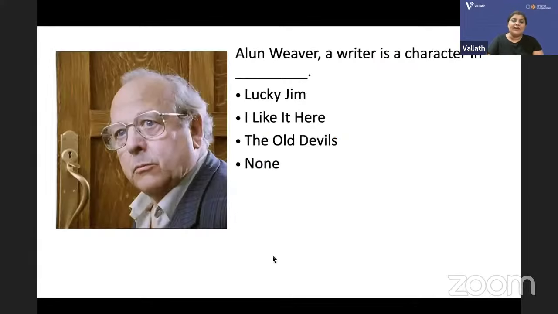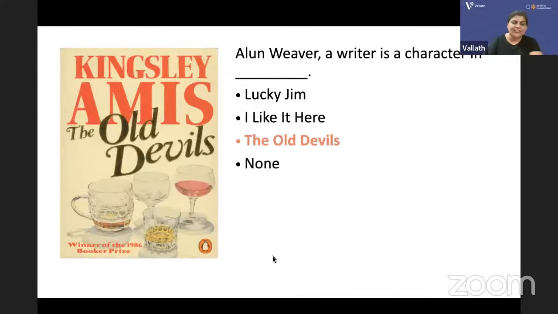Amazing. Alan Weaver, a writer, is a character in which novel? What are they asking? They are asking about my book, Kingsley Amis is saying. Lucky Jim, I Like It Here, The Old Devils. Do you know, in the book, this guy, Alan Weaver, drops dead. And I will give you a clue, everybody. This novel won the Booker Prize. So, Ankita, which one is that? It was The Old Devils which got the Booker Prize. Yes, everybody said, The Old Devils got the Booker Prize.